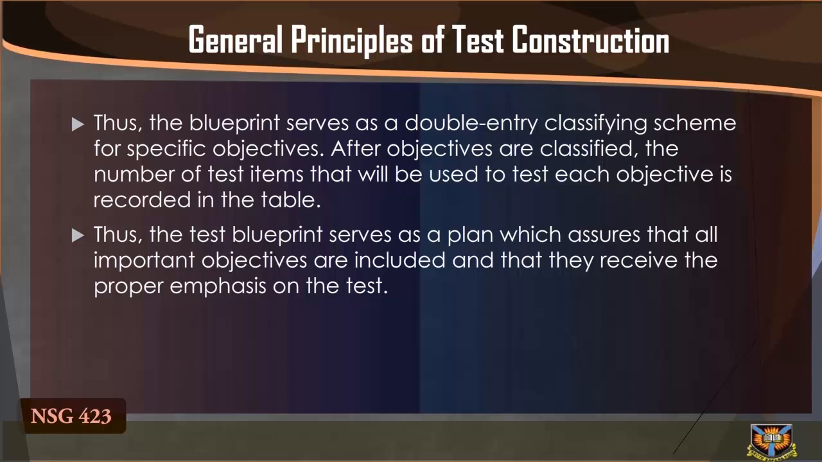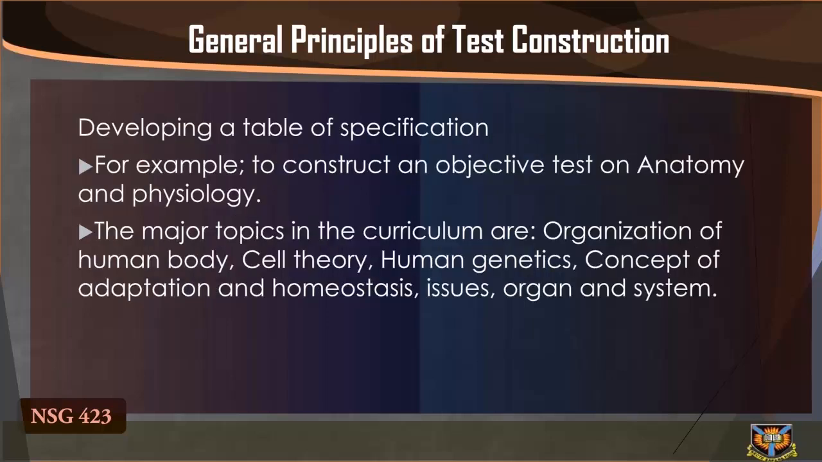After objectives are classified, the number of test items that will be used to test each objective is recorded in the table. Thus, the test blueprint serves as a plan which assures that all important objectives are included and that they receive the proper emphasis on the test.